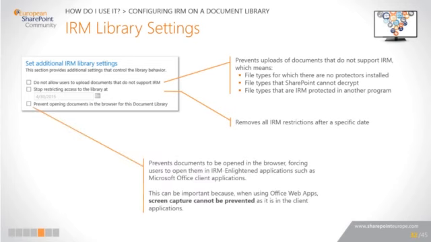And the third option prevents users from opening documents in the browser, forcing the users to download them and open them in IRM enlightened applications. This option applies to Office documents that can be opened in Office Web Apps. And you've seen in the first demo that Office Web Apps have IRM support, so why would I want to prevent users from opening documents in Office Web Apps?